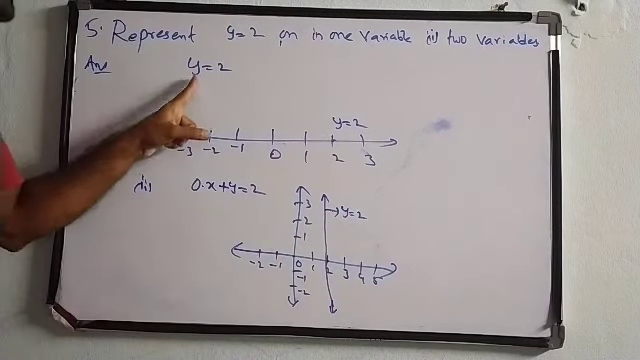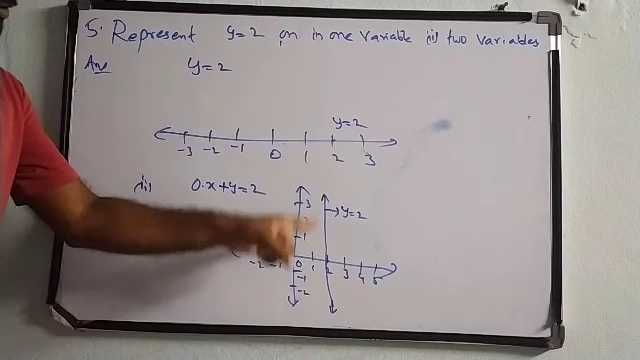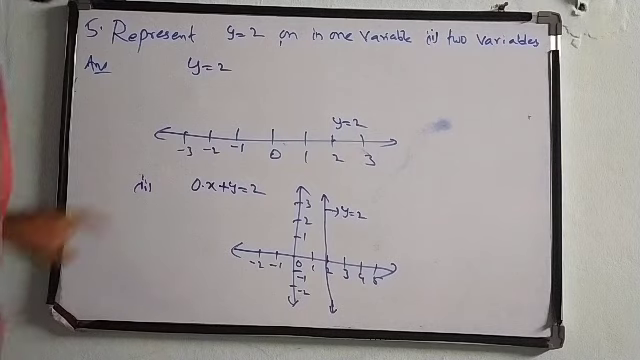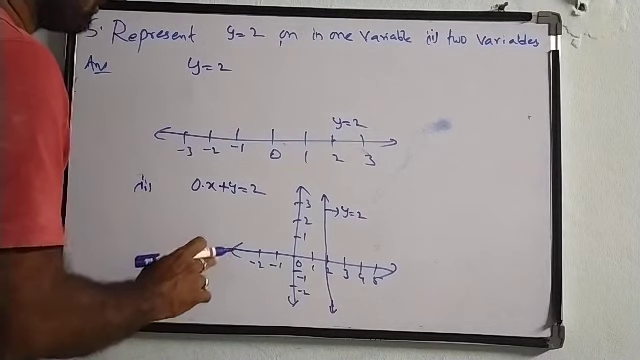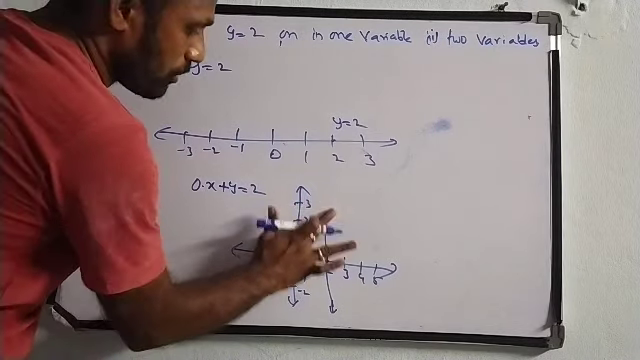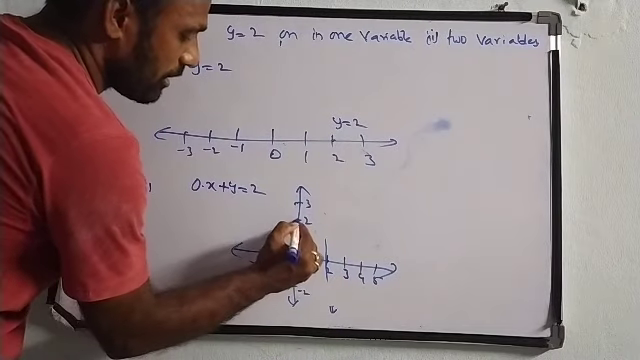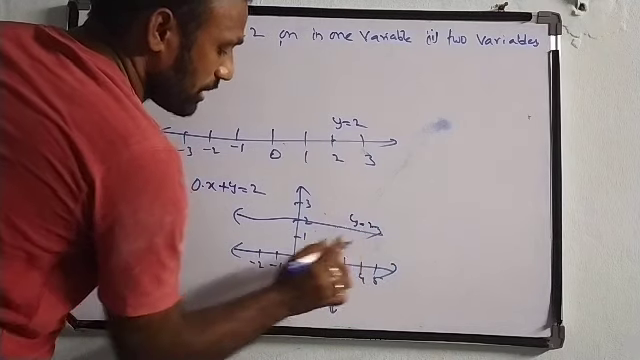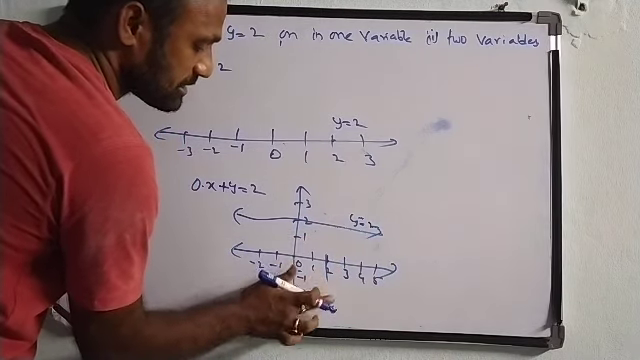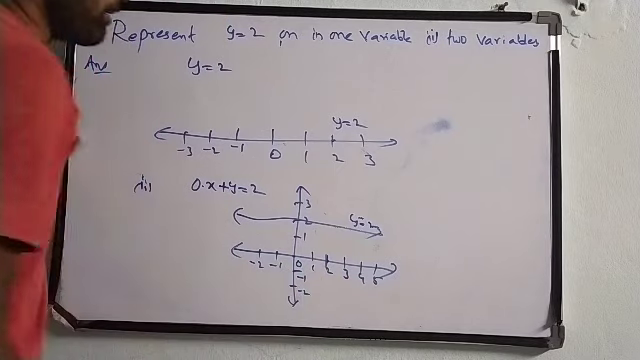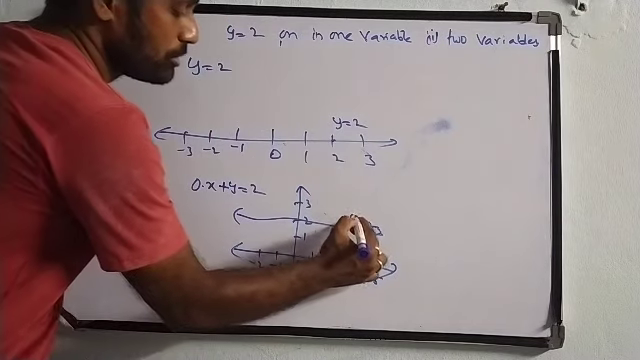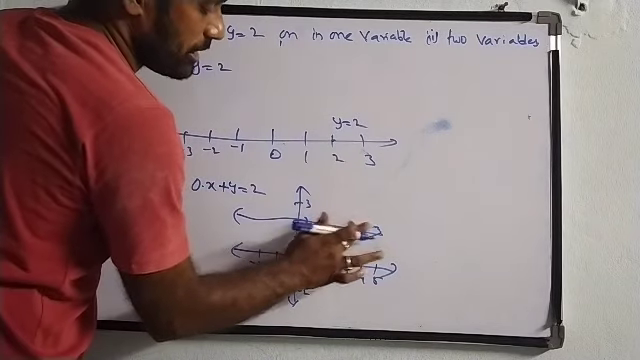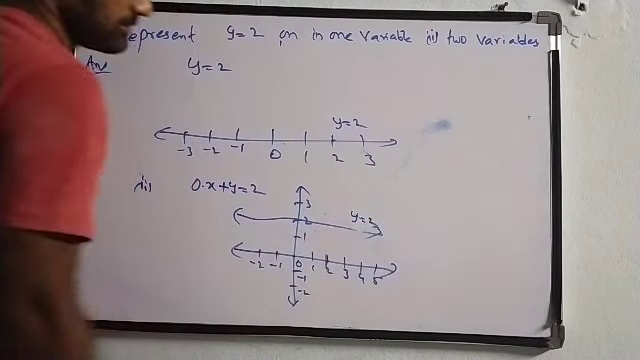Whenever y equals any number, it will be parallel to the x-axis. Y equals 2, any line like this will be parallel to the x-axis. So remember that any line which is parallel to the x-axis will be y = a. So y equals any number will be parallel to the x-axis.